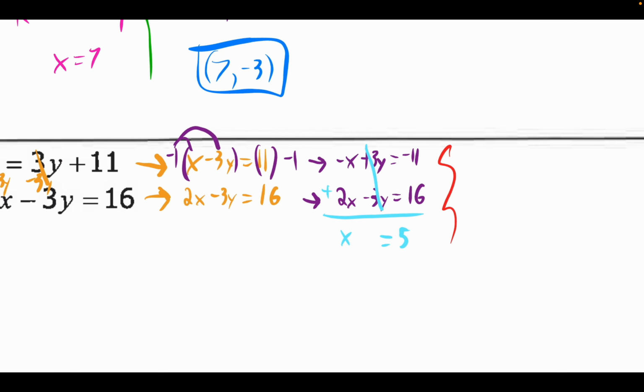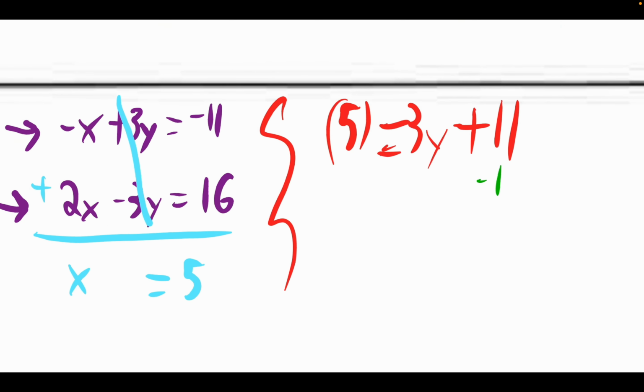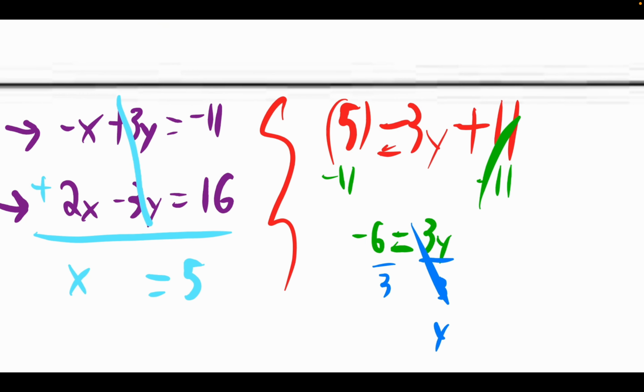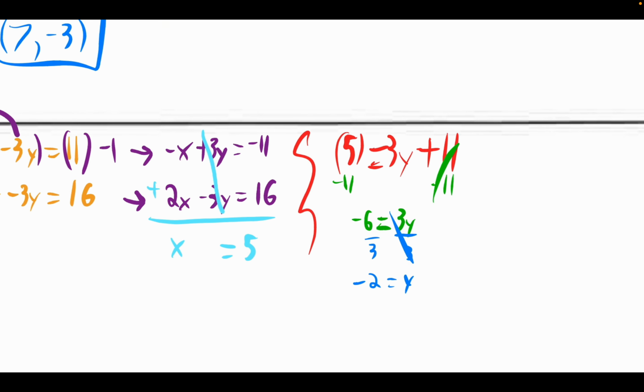So I'm going to do 5 equals 3y plus 11 instead of x equals 3y plus 11. And I'm going to subtract the 11 to get my y by itself, or start to get my y by itself. And I get -6 equals 3y. Now I seek to divide by 3, and I get y to equal -2. So now I have my ordered pair of 5, -2.